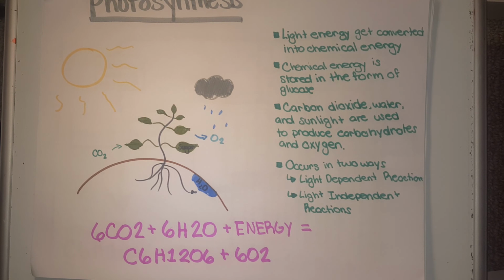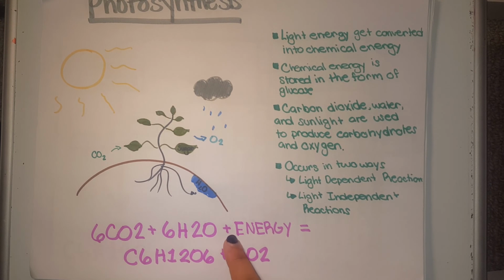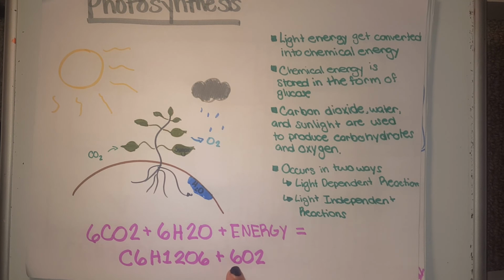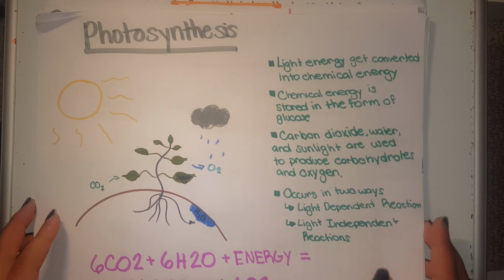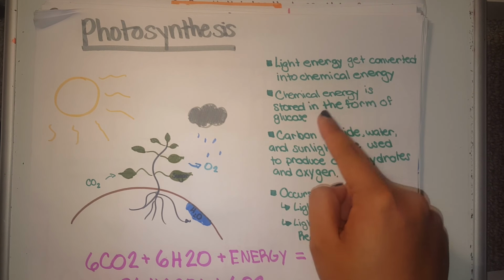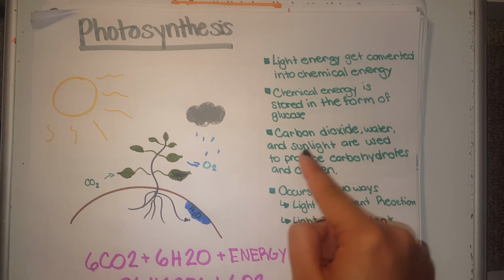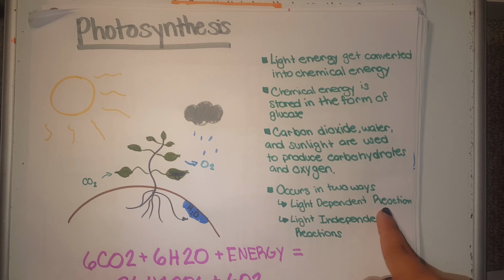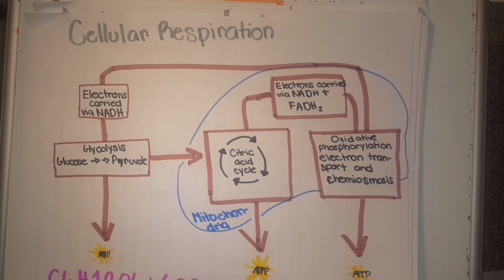And the equation for photosynthesis is 6CO2 plus 6H2O plus energy equals C6H12O6 plus 6O2. This is an overview of photosynthesis, in which light energy gets converted into chemical energy. Chemical energy is stored in the form of glucose. Carbon dioxide, water, and sunlight are used to produce carbohydrates and oxygen, and it occurs in 2 ways: light-dependent reaction and light-independent reaction.